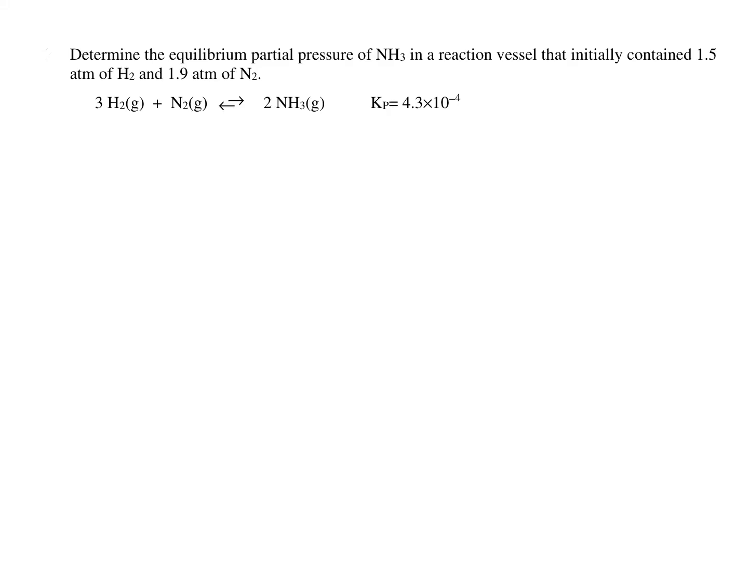In this equilibrium problem, we're given initial amounts of two reagents in atmospheres and a value K. First step is to do an ICE table with our initial amounts of our reagents. And we don't have any products. We're going to lose 3x, lose x, and here we're going to gain 2x. Equilibrium is the initial plus the change.